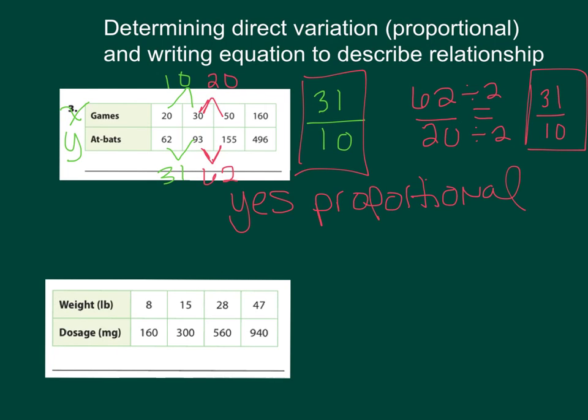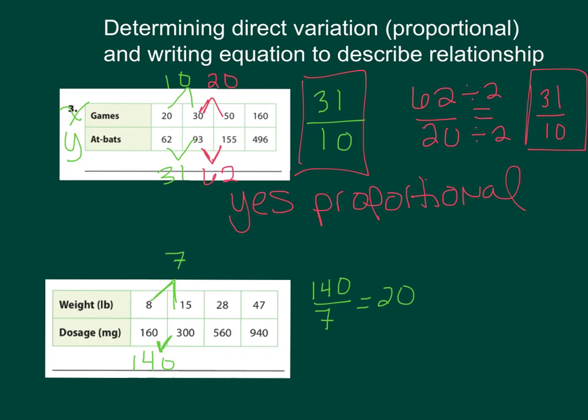Our next example, I'm going to look again to see if it is proportional or direct variation. The difference between 15 and 8 is 7. The difference between 300 and 160 is 140. So if I write that as my change in my y to my change in my x, I get 140 over 7, which simplifies to 20.